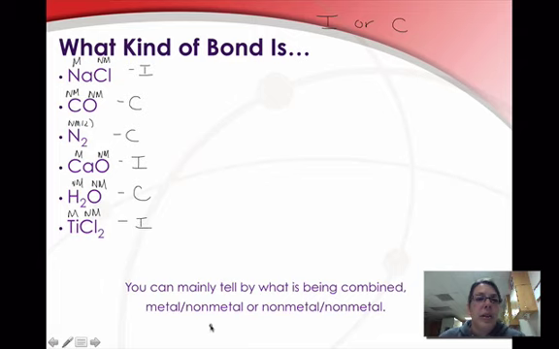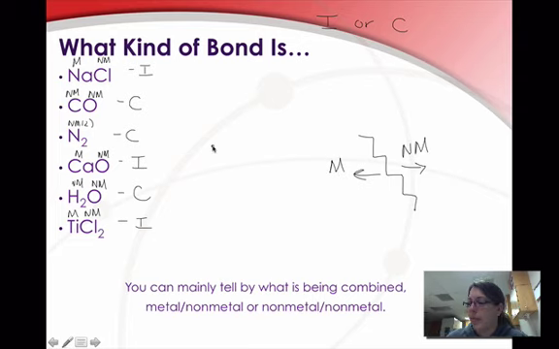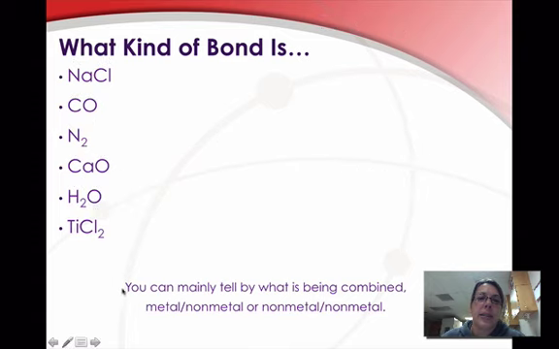You mainly look whether it's a metal and nonmetal or nonmetal and nonmetal, and you do that by looking at the periodic table. You want to look at that stair-step line, remembering that the nonmetals are to the right of that, the metals are to the left. So that's how you can tell what type of bond it is. That'll be important later on when we're trying to figure out how to name these things.